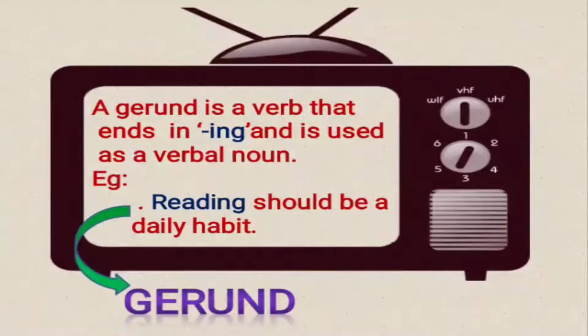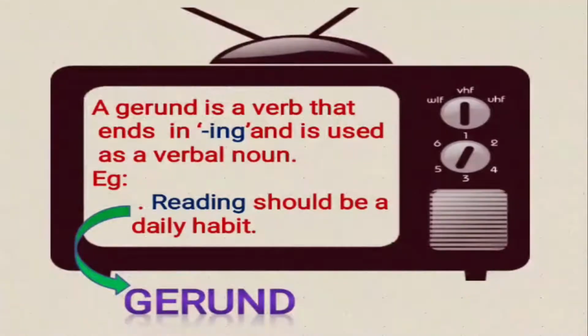So now let's first understand the first category of non-finite verbs, that is gerunds. A gerund is a verb that ends in ing and is used as a verbal noun. Generally we add ing to verbs to present the continuous tenses, either present continuous or past continuous. But when this ing form is added to a verb and it acts as a noun, then it's called a gerund. Let's look at this example.